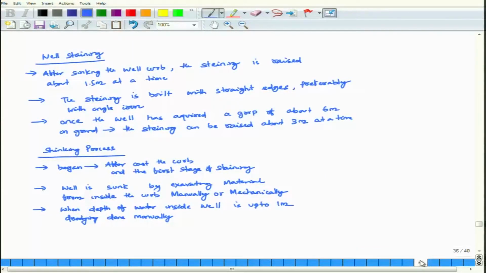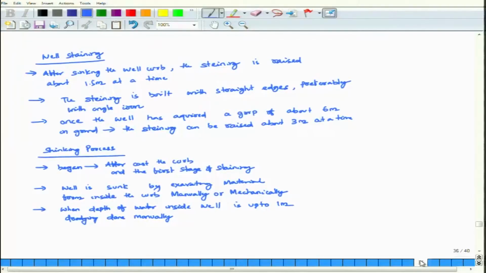Second part is your well steining. Middle part is your well steining. Generally, well steining is raised about 1.5 meter at a time in the initial part. That means sinking the well curb.